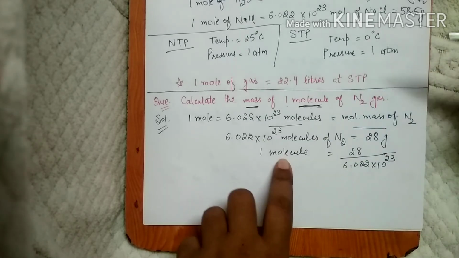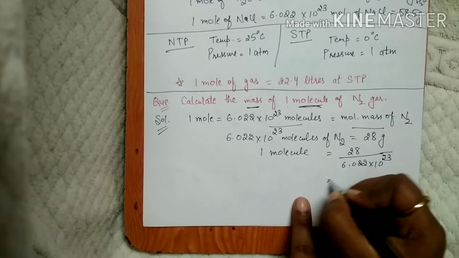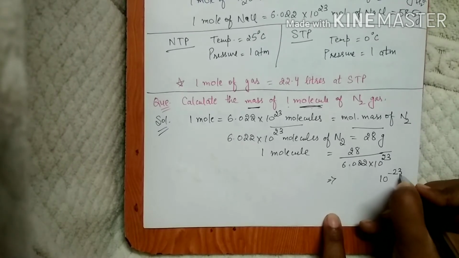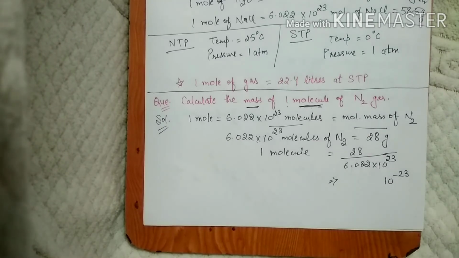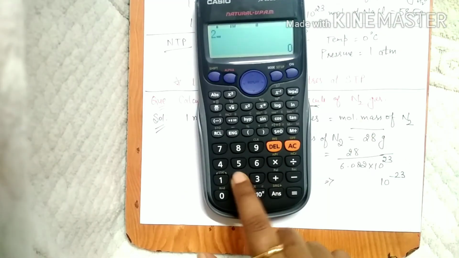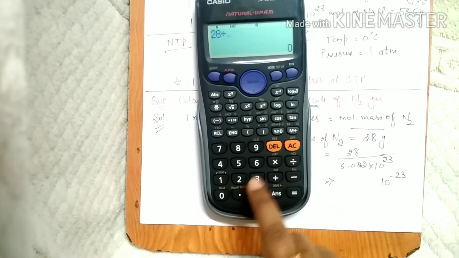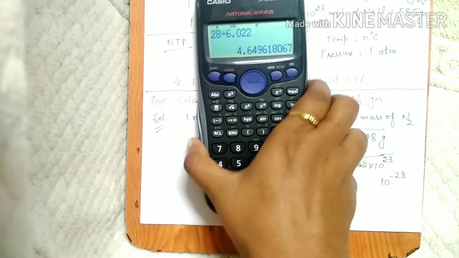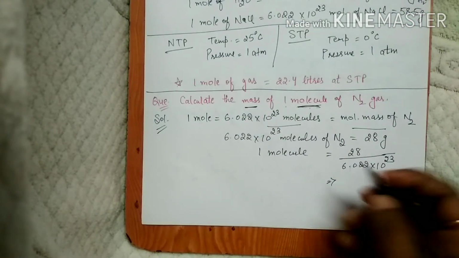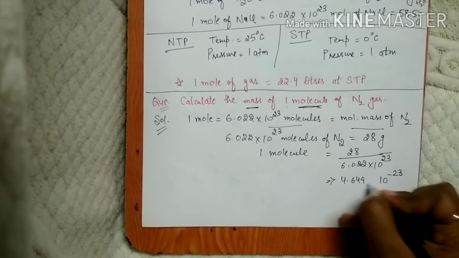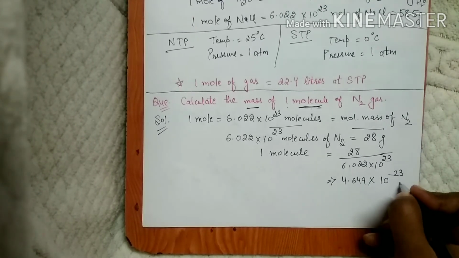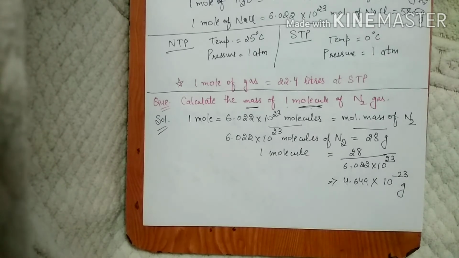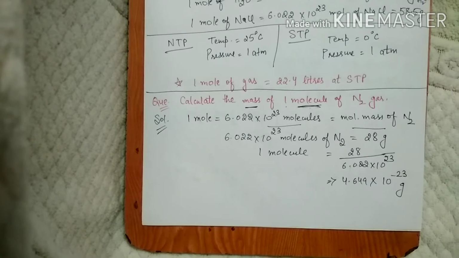Just divide that. Okay, so what we are going to get is, we can take this 10 raised to power 23 above, it will be 10 raised to power minus 23. Okay, and if we solve 28 divided by 6.022, we get 4.649 into 10 raised to power minus 23 gram. This will be the mass of one molecule of N2. Okay, so now we'll move on to the next question.